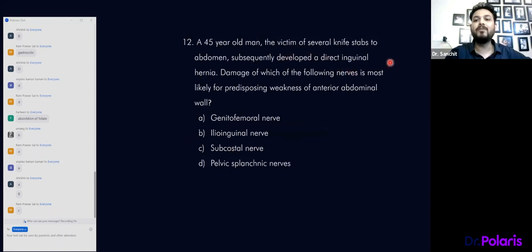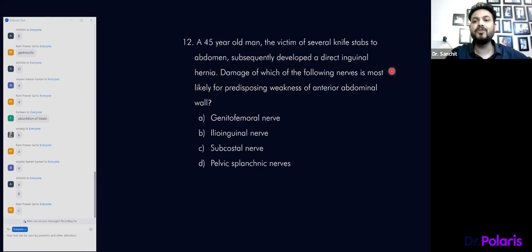Okay, now I come to my favorite. A 45-year-old male, victim of several stab knife injuries, and those knife injuries happen to be over the abdomen. He subsequently developed a direct inguinal hernia. Hernia means protrusion of our normal contents. When normal viscera or contents of my body start protruding out through natural orifices, that is called herniation or hernia. That means some part has come out as a protrusion, a hernia, after he developed a stab.